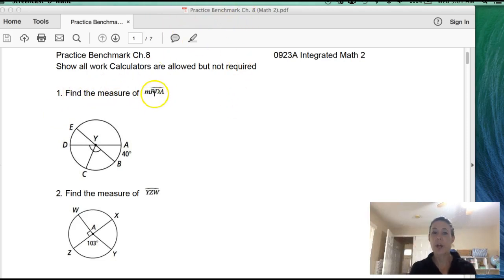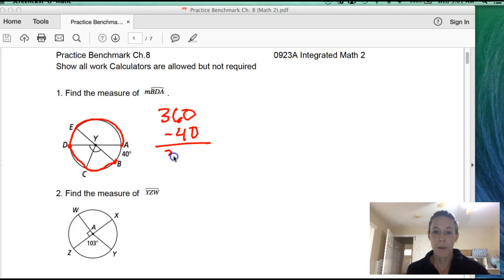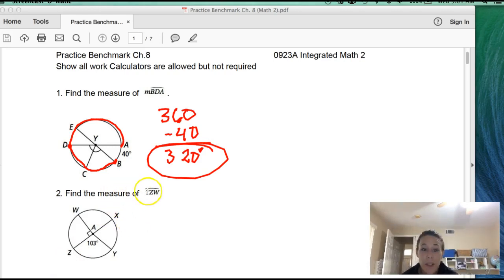All right, we're going to find the measure of arc BDA. Here's B, here's D, here's A. So that's going to be a major arc, BDA, all the way around. We know all the way around a circle is 360 degrees, and the little piece left is 40, so we're just going to subtract that off, and we're going to get 320 degrees. Bam, that's the measure of arc BDA. You're done.